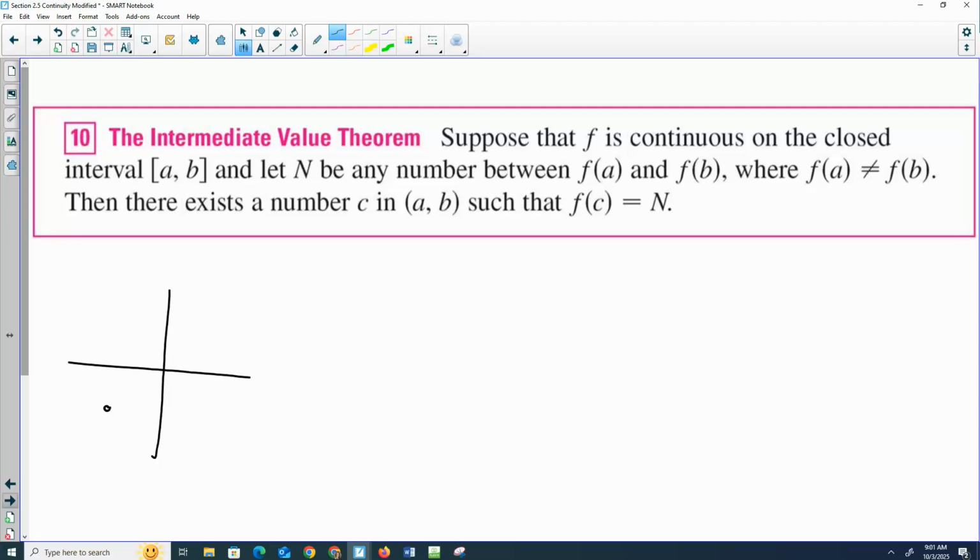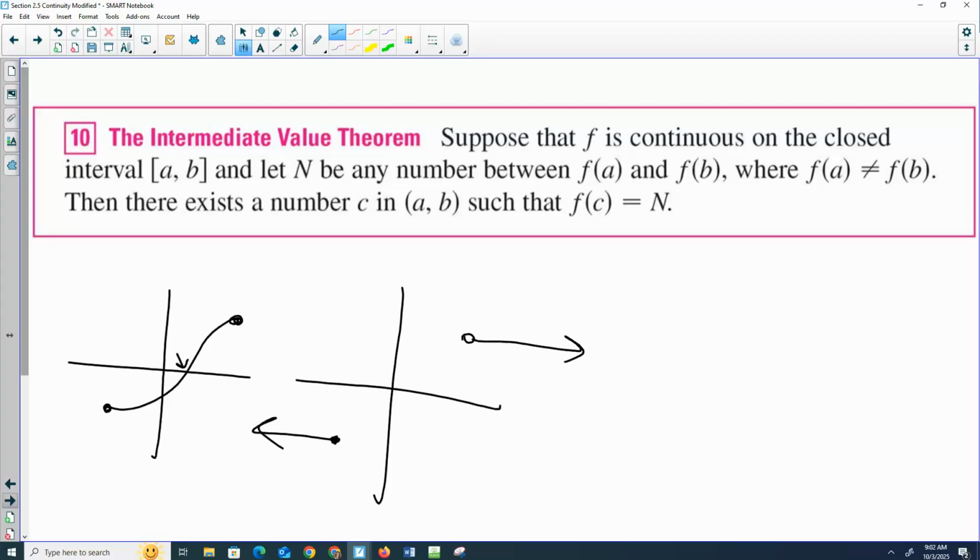Okay, if this one's negative and that one's positive, intermediate value theorem is supposed to help us find zeros. It's supposed to tell us that somewhere in between we hit the x-axis. But that wouldn't be true if the function weren't continuous. If you think about a non-continuous function, I could have something like that, and it never hits 0 in between. So intermediate value theorem says if the function is continuous, one x value gives you a negative answer, one x value gives a positive answer, then somewhere in between you cross 0.